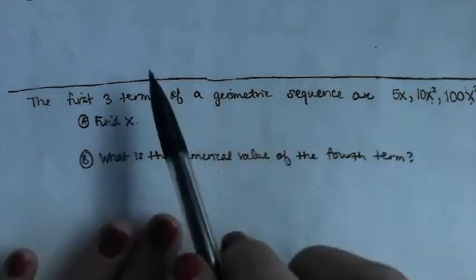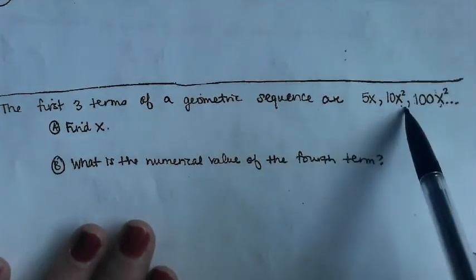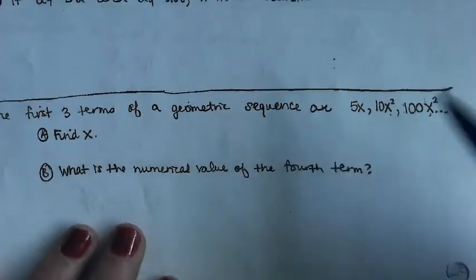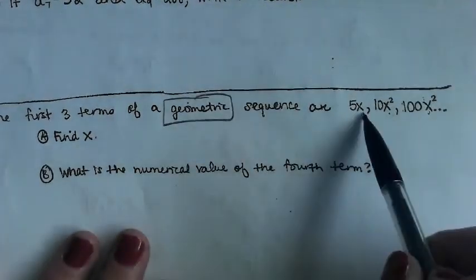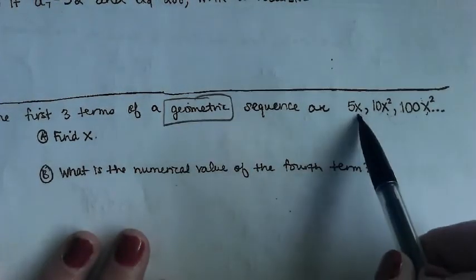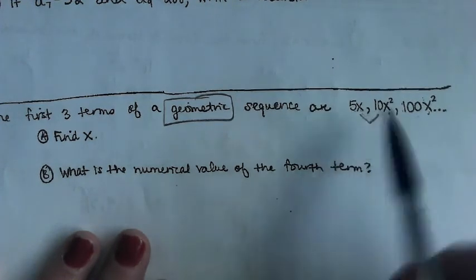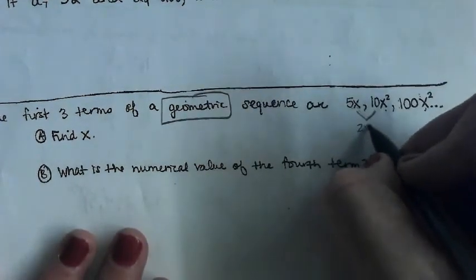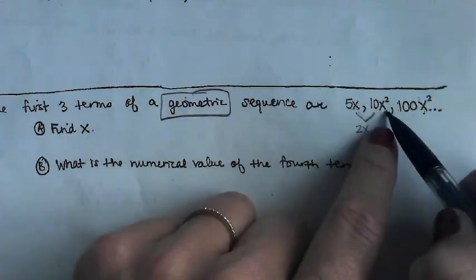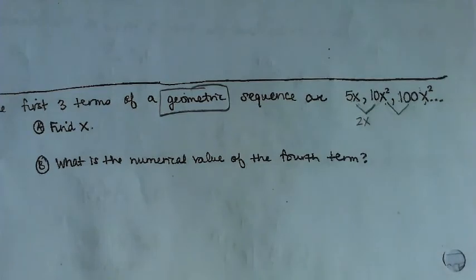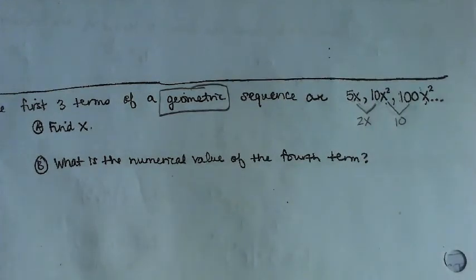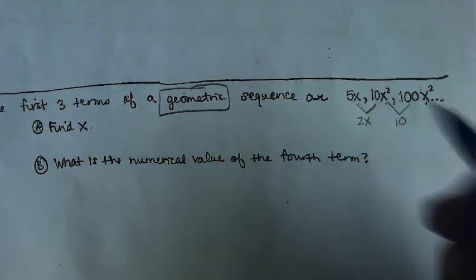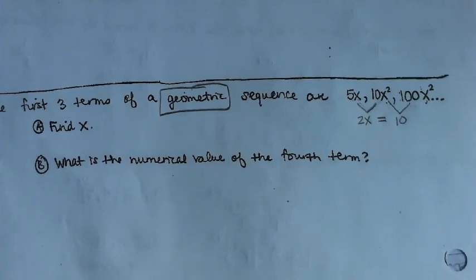I want to get to this last one because it was kind of similar to that one last night. The first 3 terms of a geometric sequence are given. Okay? Find x. So they tell you it's geometric, so you know it's the same multiplier every time. What are we multiplying by to get from 5x to 10x squared? 2x. What are we multiplying by to get from 10x squared to 100x squared? 10. Well, those are supposed to be the same. Yes? You're supposed to be multiplying by the same thing every time. Well, they can still be the same as long as x is 5.